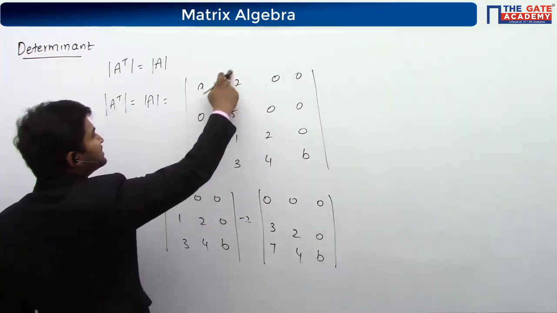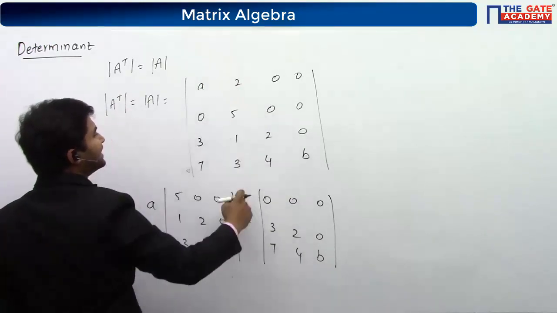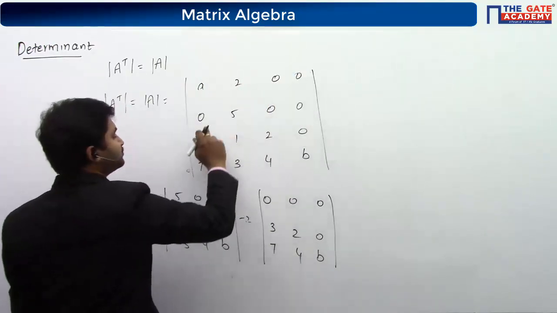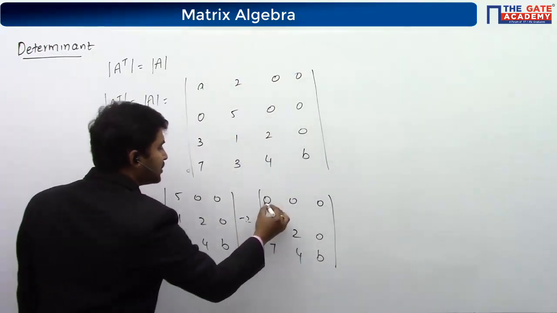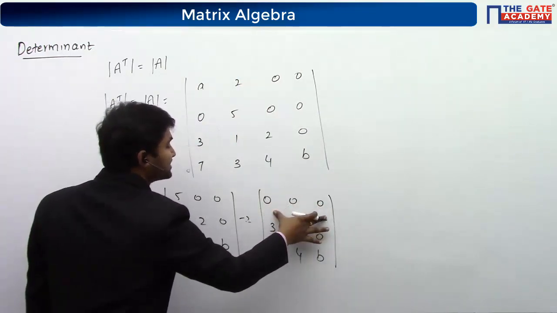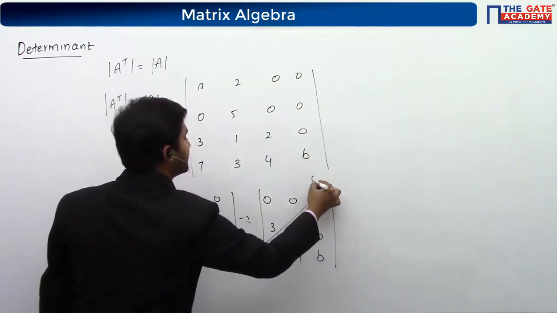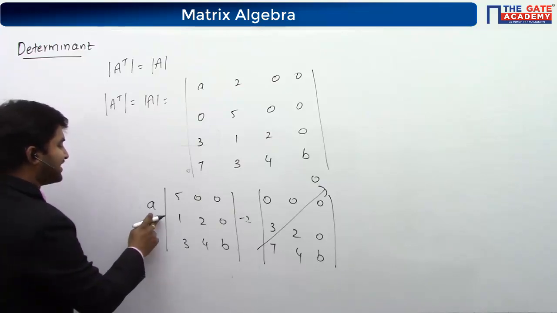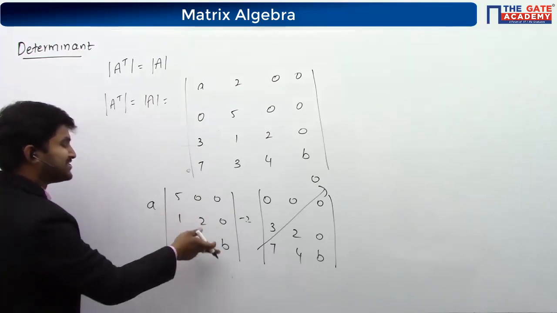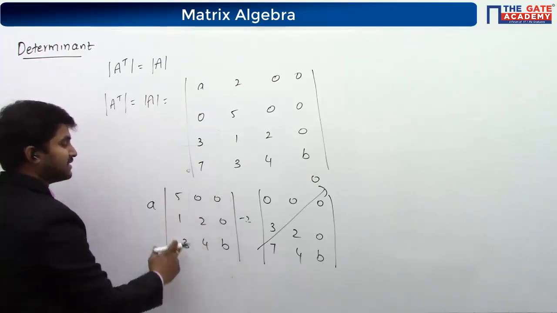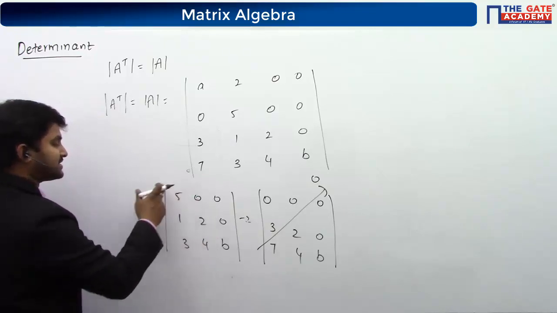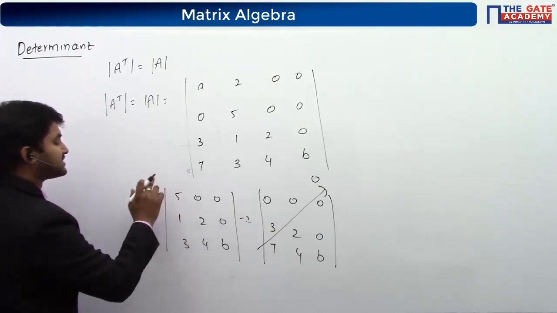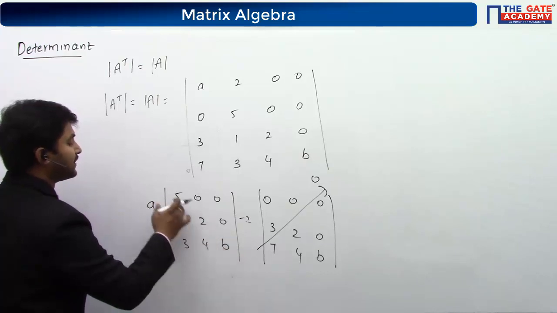And when I am considering this particular element, I will again delete the column and row to which it belongs. Now what happens here is that you already have a single row which is completely 0. So therefore this element becomes 0. Now it is A times that of, now you see which type of matrix it is. This is nothing but a lower triangular matrix. And in the case of a lower triangular matrix, the determinant is the multiplication of principal diagonal elements.